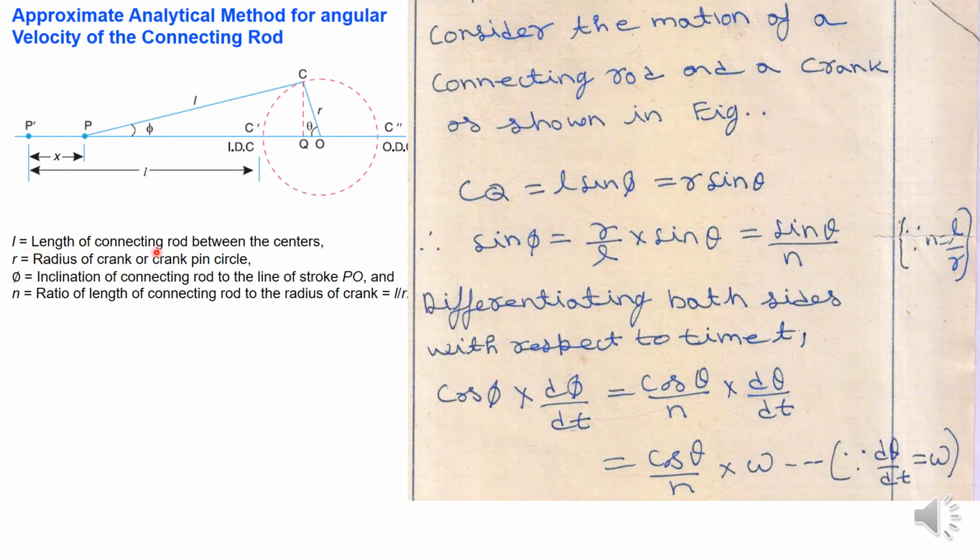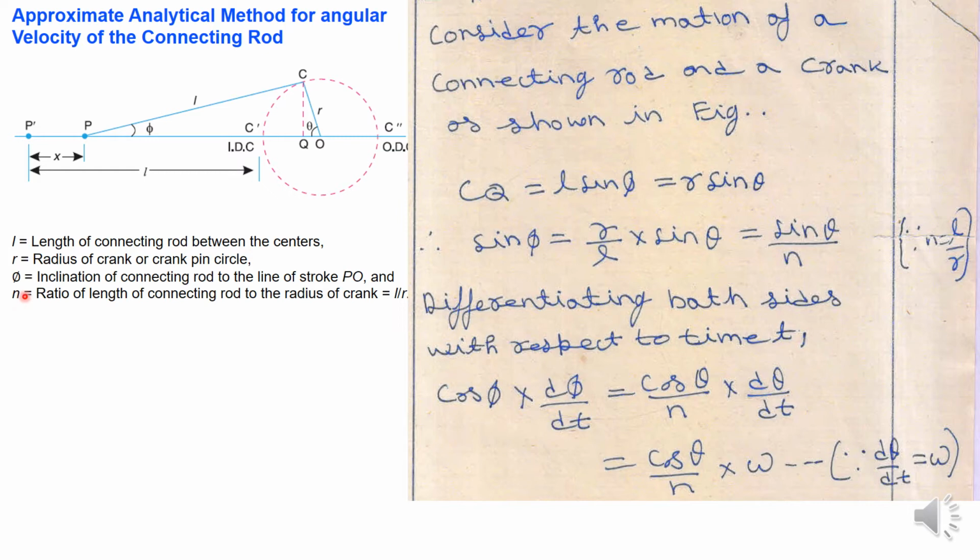L is the length of the connecting rod between the centers. R is the radius of the crank or crank pin circle. Phi is the inclination of the connecting rod to the line of stroke. And small n is the ratio of the length of the connecting rod to the radius of the crank, which is equal to L by R. We can note this as n.